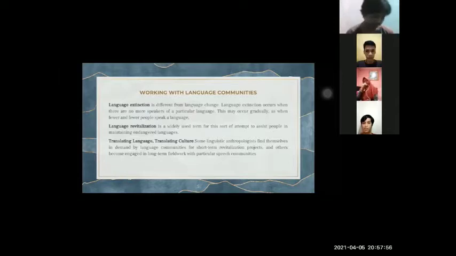Okay, I want to explain about working with language communities. Language extinction is different from language change. Language extinction occurs when there are no more speakers of a particular language. This may occur gradually, as when fewer and fewer people speak a language. It may occur all at once, as when all the speakers of a language are wiped out because of disease or colonialism or fervor.